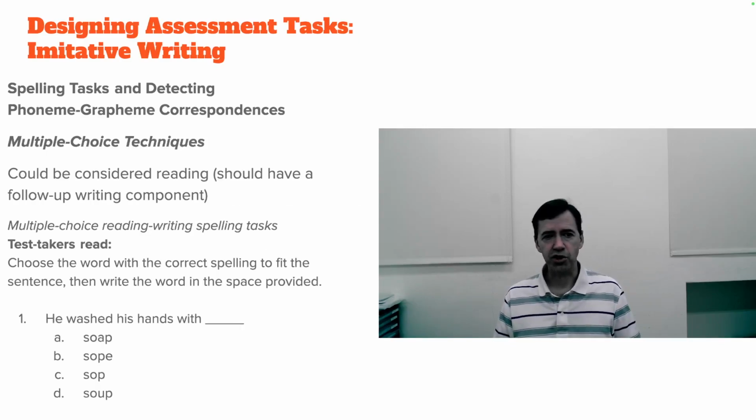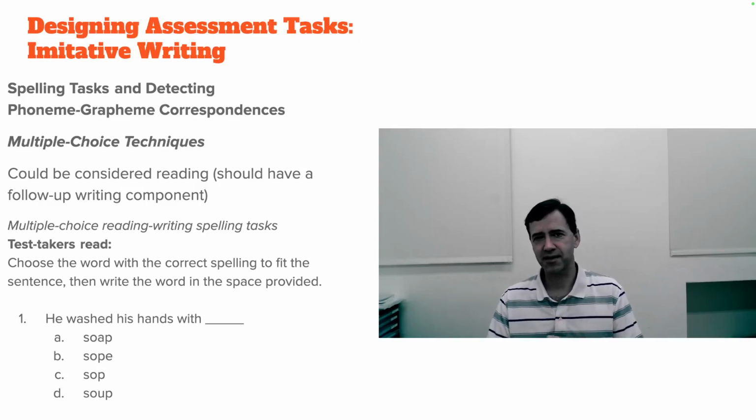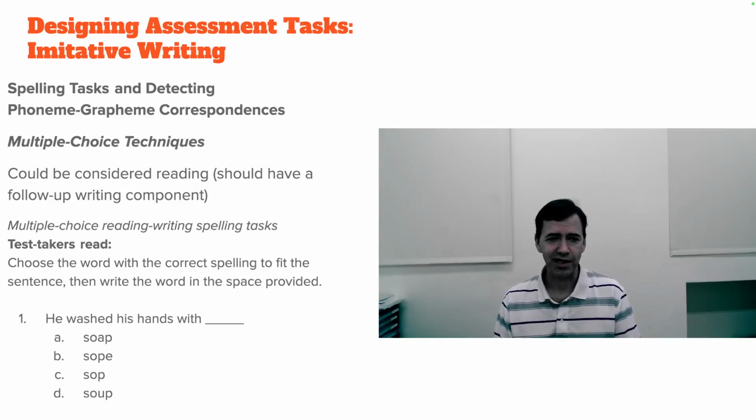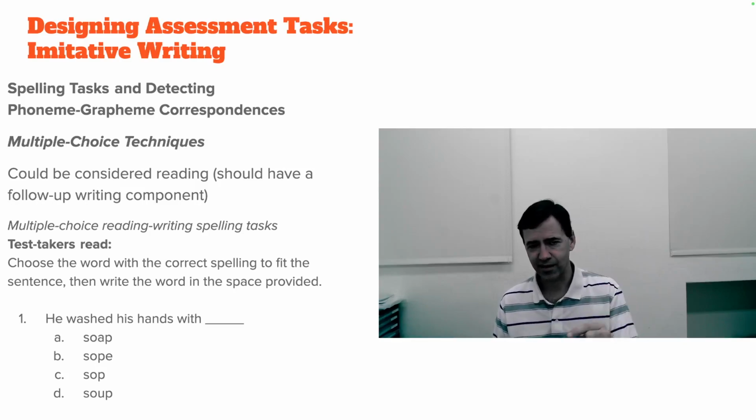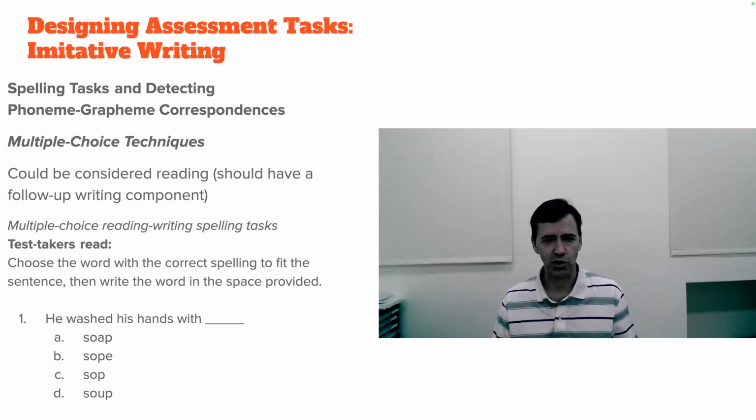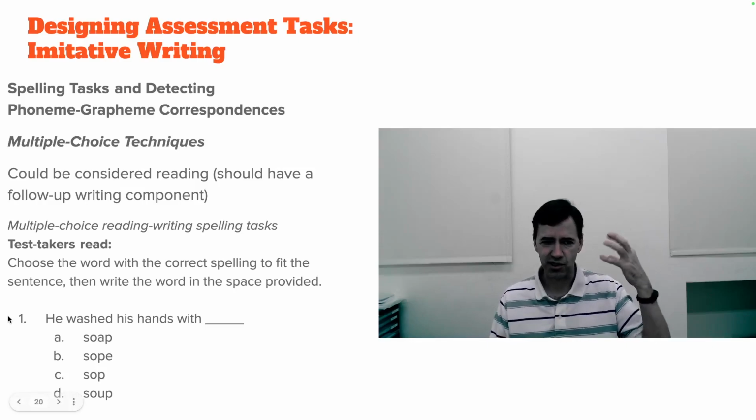Okay, the next are multiple choice techniques. So you can actually use multiple choice for spelling, but I could argue that it becomes a reading test. So at least at the very minimum, you should have them write the word, not just circle it. So in the sentence below, he washed his hands with, they can't just circle A. They need to write SOAP on the line. At least there's some washback there because they've chosen the word and they've written it down. Maybe that will help them to learn it and cement it in their long-term memory.